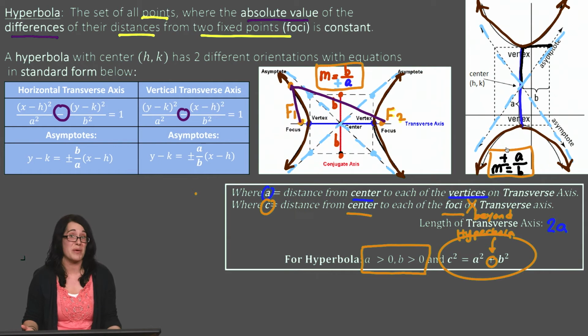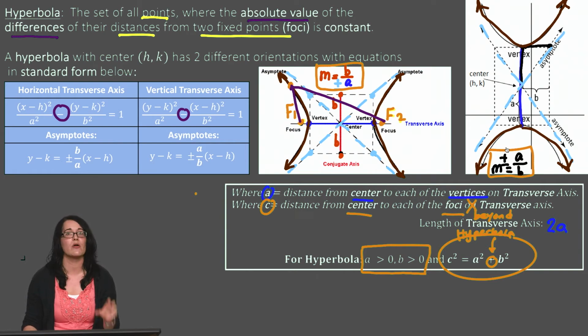Also, b could be bigger than a, right? We could have 3 over 2 or 2 over 3 as our slope. It doesn't matter. We'll just have a slightly different picture, okay? So we are allowed to have a or b bigger. So the question becomes, how would I know by looking at an equation whether my hyperbola opens left and right or up and down? That is a good question to ask. You might not have it right now, but eventually you'll start asking that question. How do I know which way it's going?